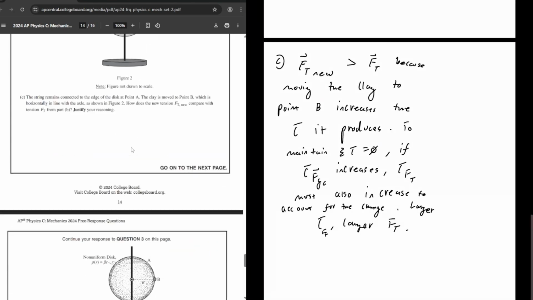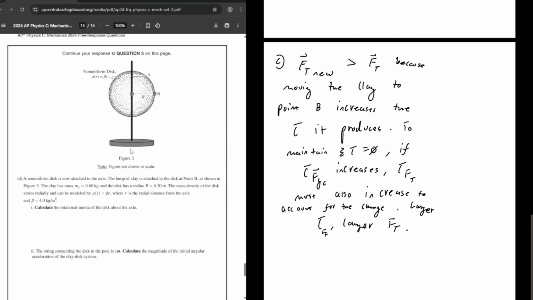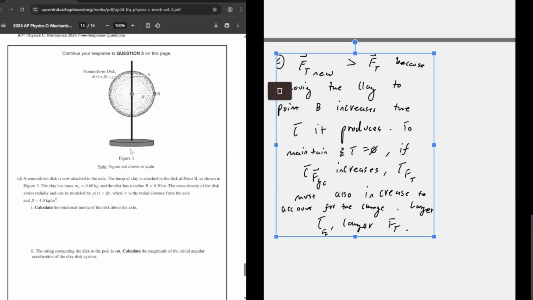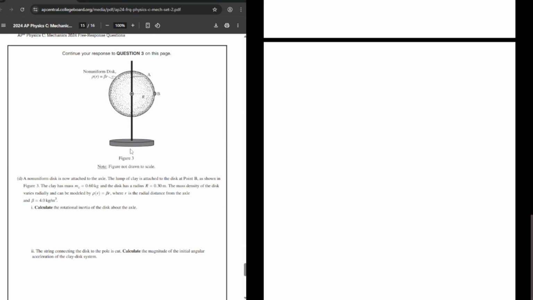And that's the answer for that one. Let's move on to the next question, and I'm going to have to erase this. But yeah, the general idea: more torque in the clockwise direction has to be matched by more torque in the counterclockwise direction in order to keep it at equilibrium. Larger counterclockwise torque, larger tension, because the radius won't change, right? I would write that the radius won't change. But generally, I think they'll get the idea. So let's move on to part D.